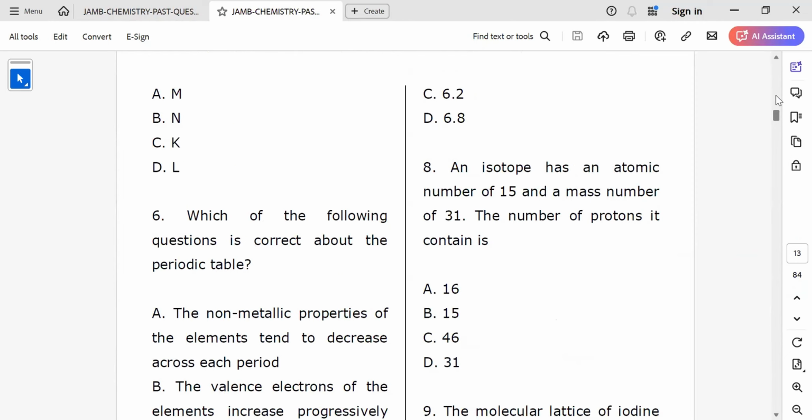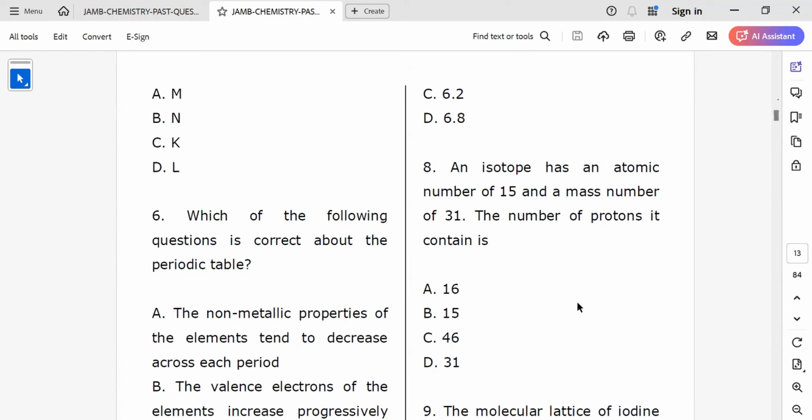So we are moving to question 8. An isotope has an atomic number of 15 and a mass number of 31. Then the number of protons it contains is, so remember, the atomic number of an element reflects the number of protons. So if the atomic number is 15, it means that the number of protons is also 15.